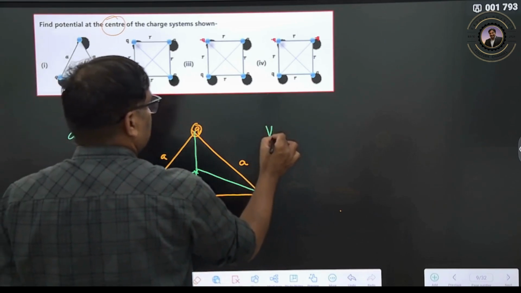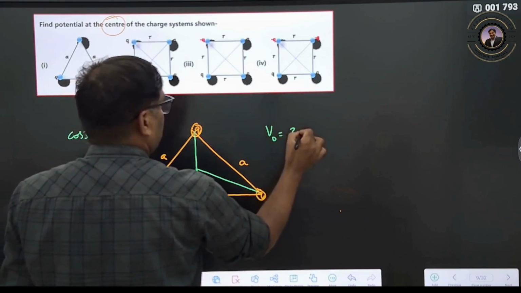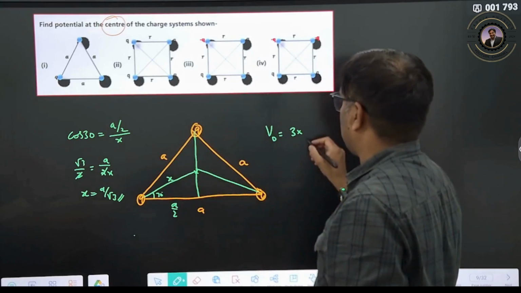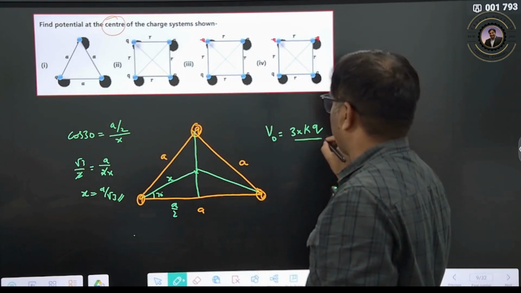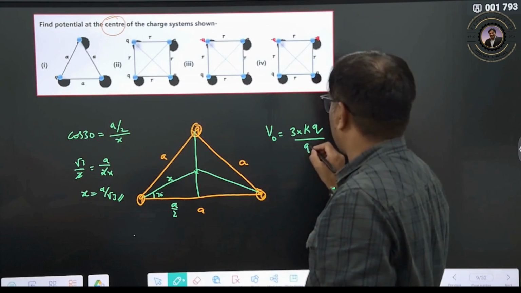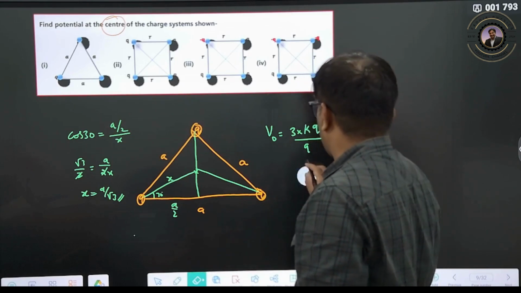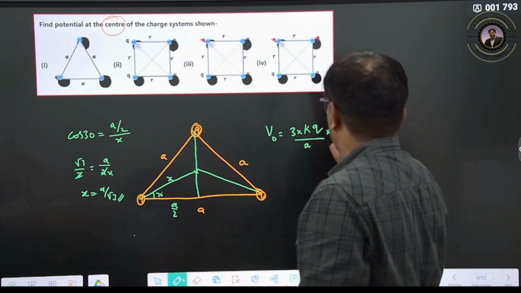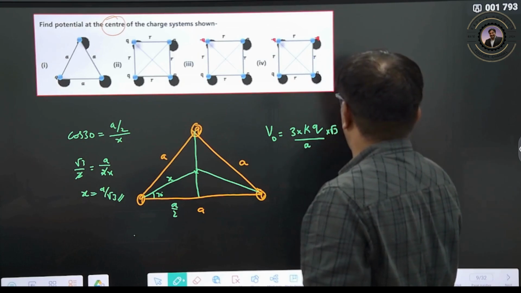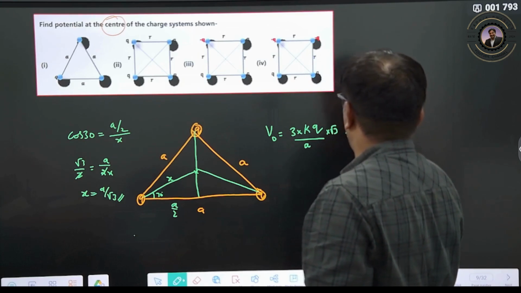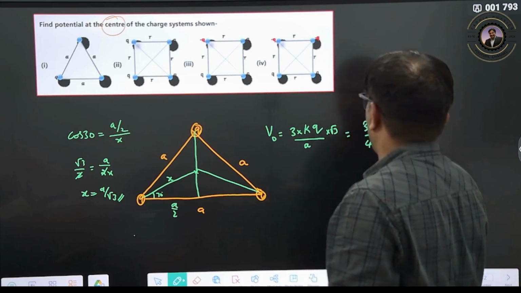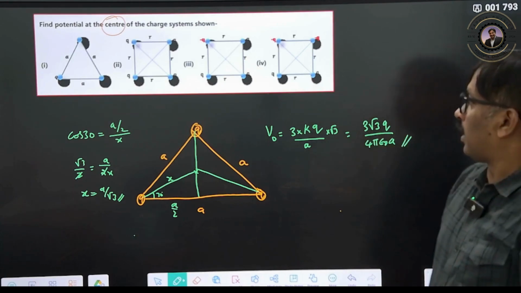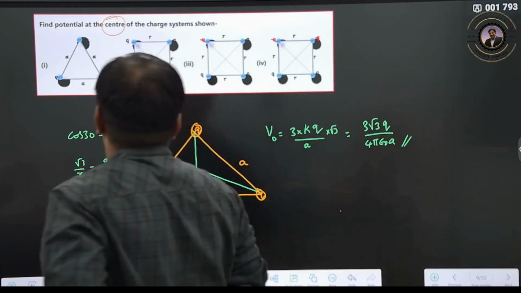Therefore, the potential at the center will be equal to 3 into k q by A by root 3, since each is the same charge at the same distance. What will you get now? A into root 3, so you get 3 root 3 q by 4 pi epsilon naught into A. This is your potential at the center due to these charges.